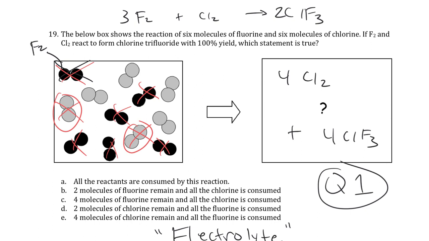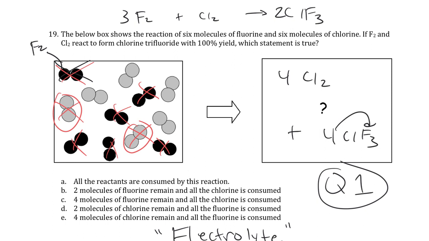And so that should be all 12 of my fluorine atoms. And then 2 of the molecules of chlorine reacted, so 4 chlorine atoms. And so we could also have gone one at a time and formed 2 ClF3s from half of the fluorines that we're going to react, and then get another 2 ClF3s when the second one reacts.